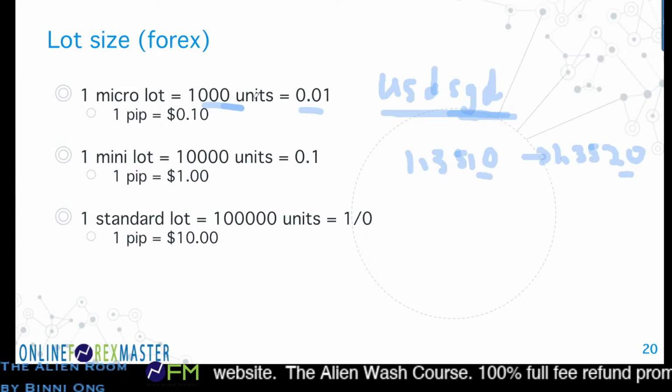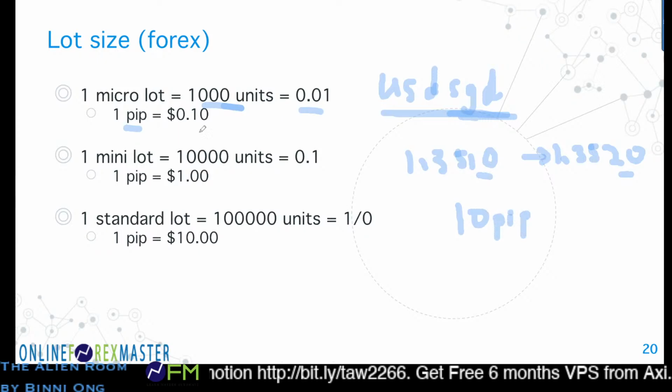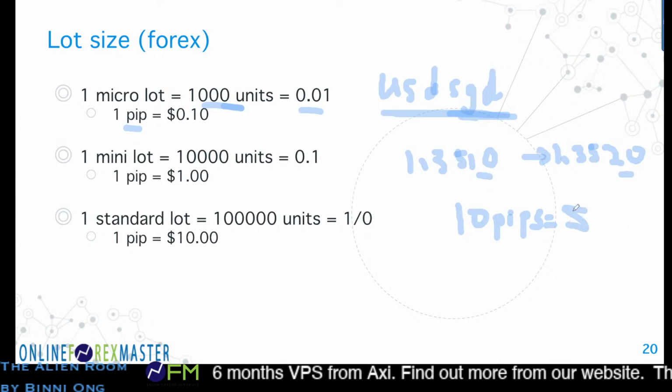So if you do 1 micro lot, that means 0.01, 1 pip is equal to 10 cents. So when you have 10 pips, and 1 pip equals 10 cents, 10 pips will be equal to how much? 0.1 times 10, that's equal to $1. So 1 pip equals 10 cents for a micro lot. Is that fixed for all brokers? Yes, for FX, for all brokers that are doing FX, that is fixed.